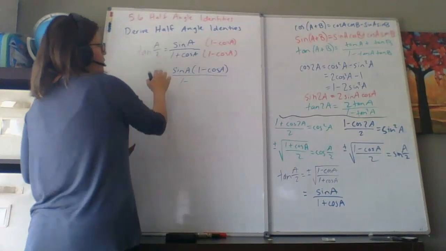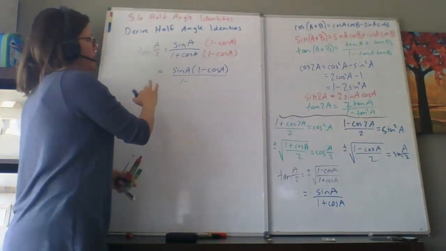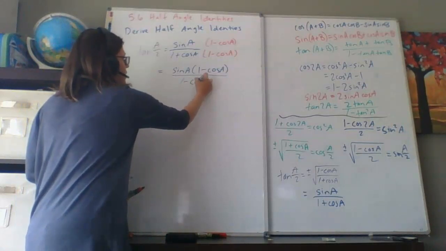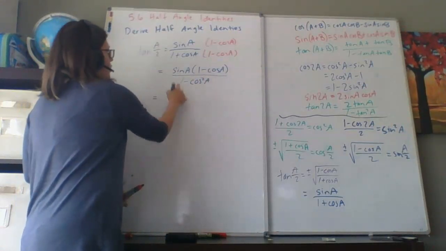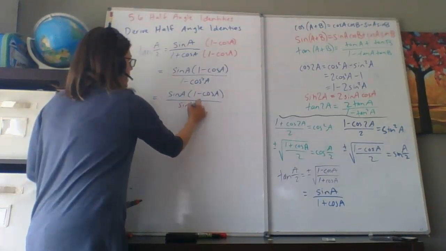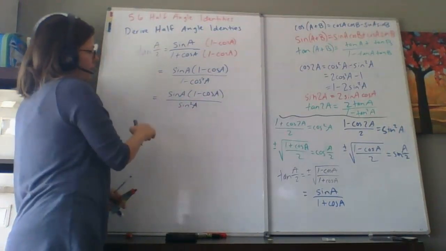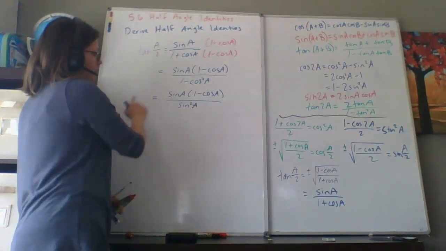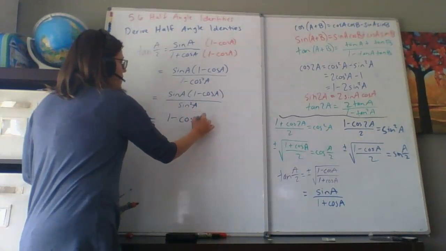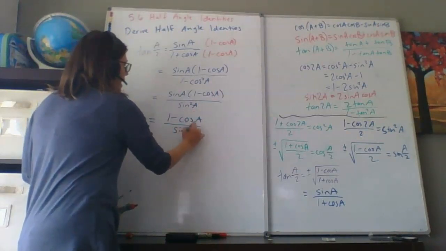In the denominator, we have 1 plus cosine A times 1 minus cosine A. We'll get a difference of squares, or 1 minus cosine squared A. We'll replace that with sine squared A using the Pythagorean identity. And now one of the sine A's will cancel in the numerator and denominator. So we end up with the 1 minus cosine A up top and sine A on the bottom.